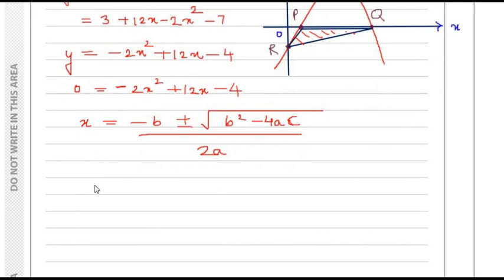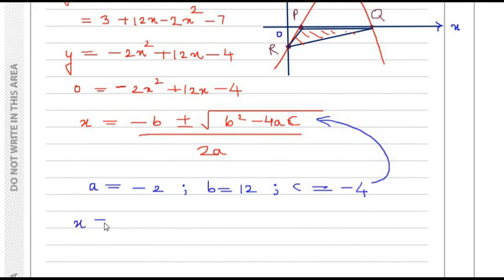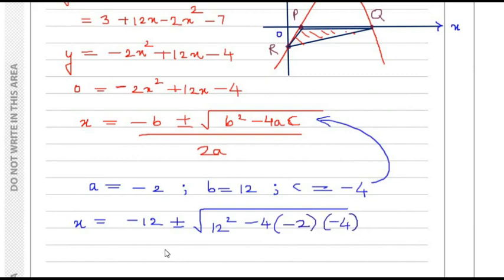We know that here a is the coefficient of x square, so it is negative 2. b is the coefficient of x, so it is 12. And c is the constant term from this expression, so we get it as negative 4. So substituting a, b and c in the above formula, we get x is equal to minus 12 plus minus square root of 12 square minus 4 times a is minus 2 and c is minus 4, over 2 times minus 2.